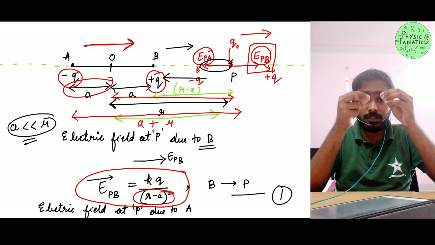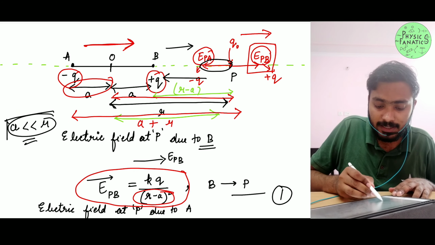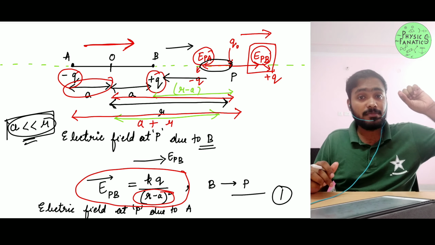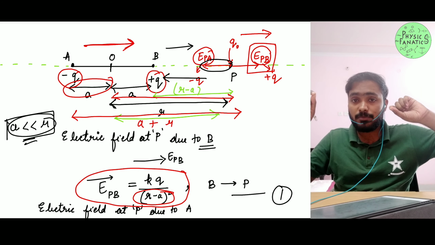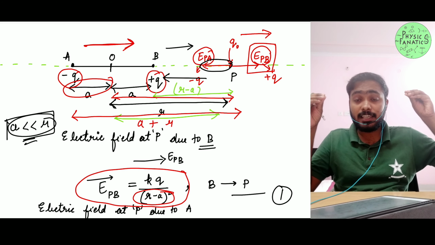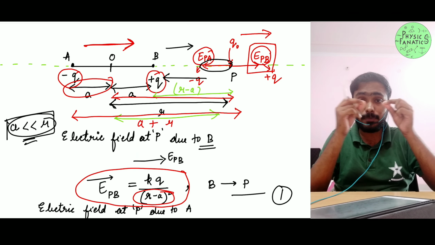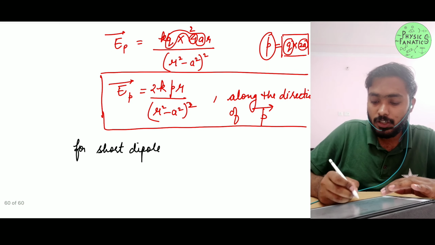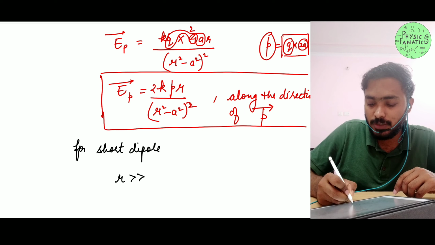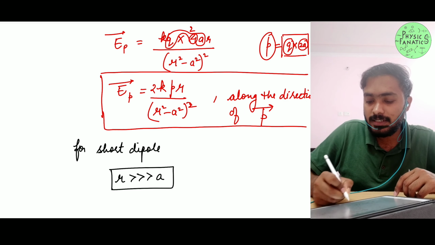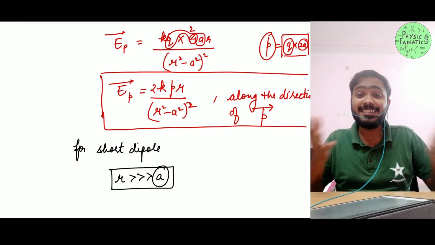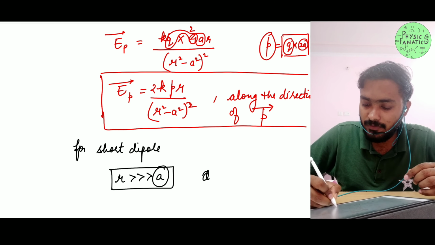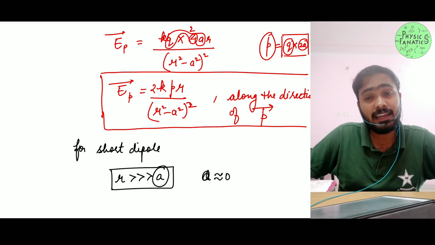So for a short dipole, I can consider that r is much larger than a. Here r is the distance from the dipole center to the place where I'm supposed to find the electric field. But if your dipole is short, that is, the separation of the dipole is very small, we call that dipole a short dipole or ideal dipole. So for a short dipole I can simply say r is much larger than a. In this case you can omit a because a is negligible, so I can approximately say the value of a is approximately equal to 0. I can neglect the value of a.